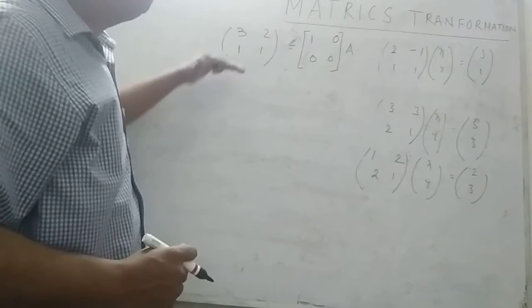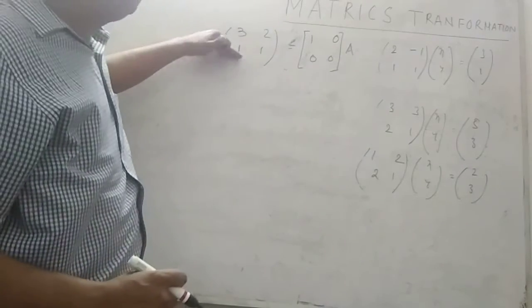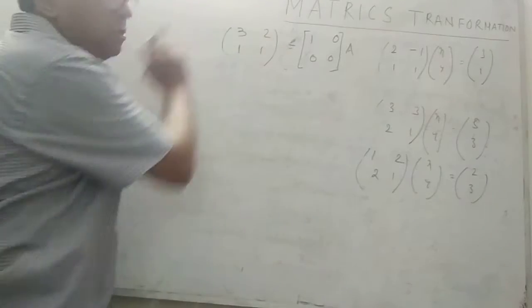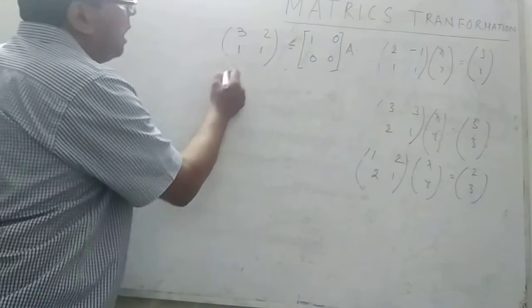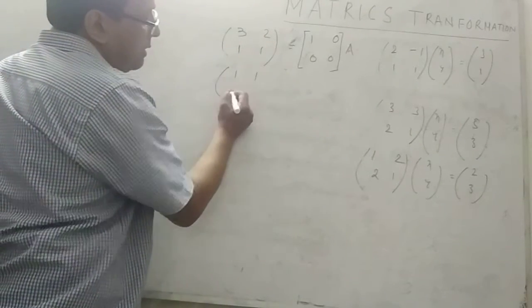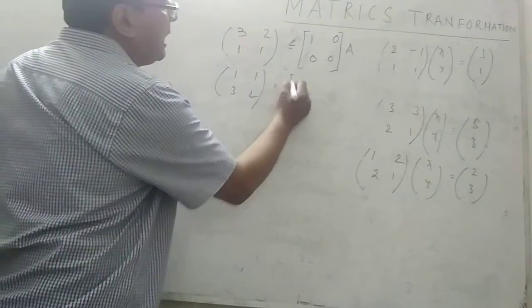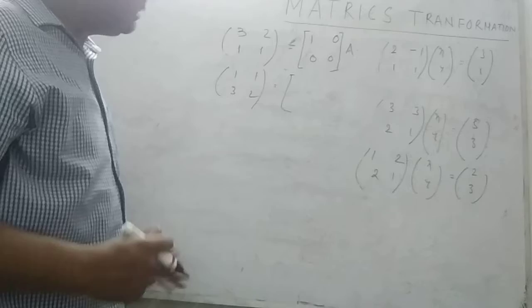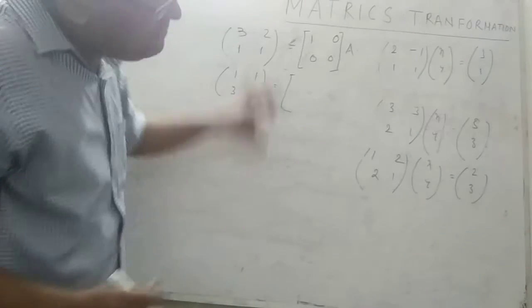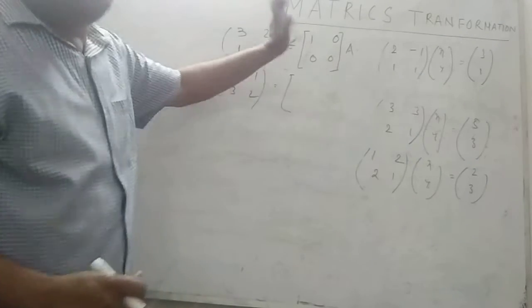Suppose I want to interchange these rows, this row 2 over here. I want to bring over here 1, suppose. So what can I do? I can write 1, 1 and 3, 2. And whatever the operations I have done in the left hand side, the same thing I also have to do in the right hand side.